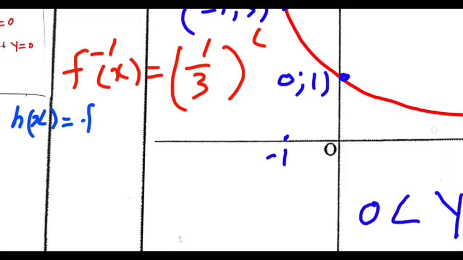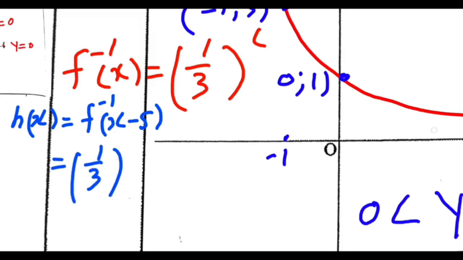In the f inverse, you're going to add 5. So you're going to write negative 5. If you shift, if you translate 5 units to the right, we're going to say negative 5, the opposite. So now this new graph, 1 over 3 power x negative 5 now. So this is the h of x.